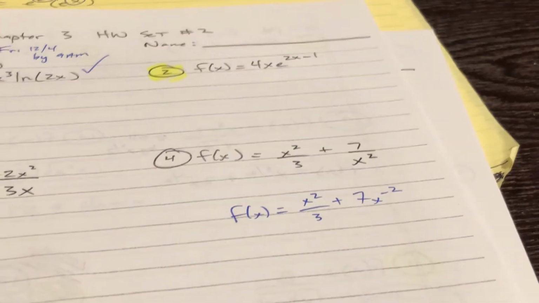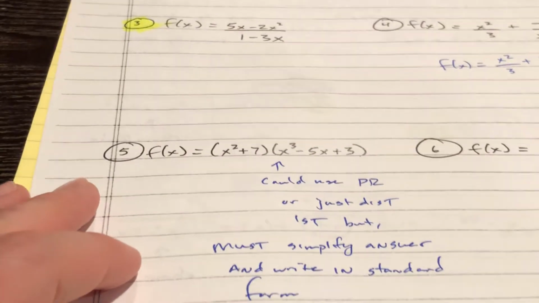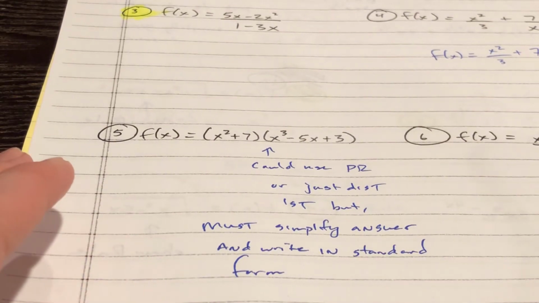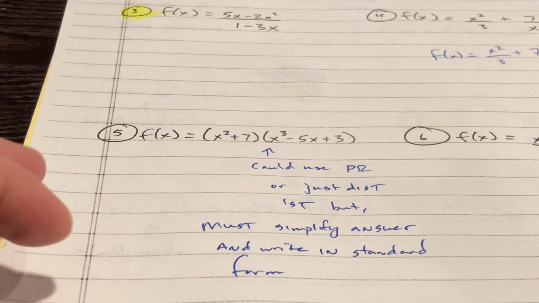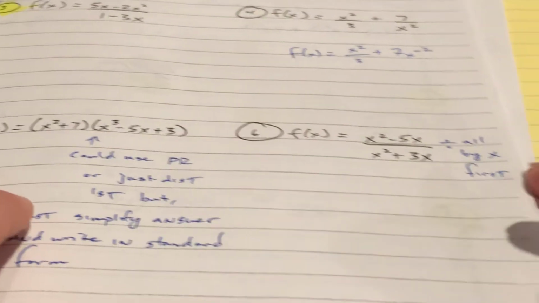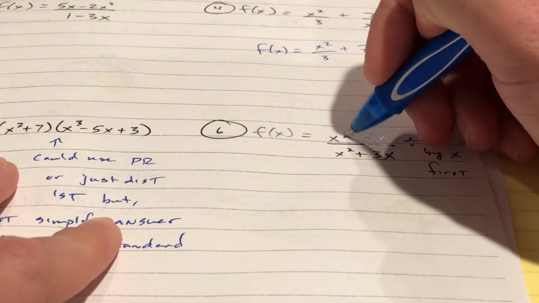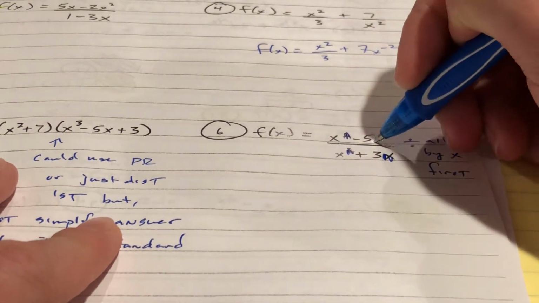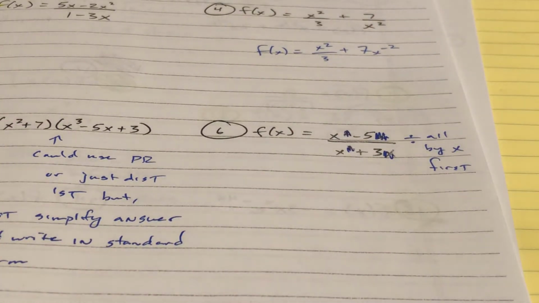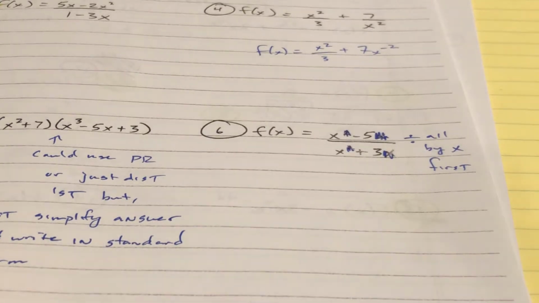Take the derivative. On 5, if you wanted to use the product rule, you could. You could just distribute and then use the simple power rule. Divide everything by x here, folks. Make it easier on yourself. Because this does have a simple answer. And if you don't divide everything by x and simplify it at the end, you will miss a little bit of points.